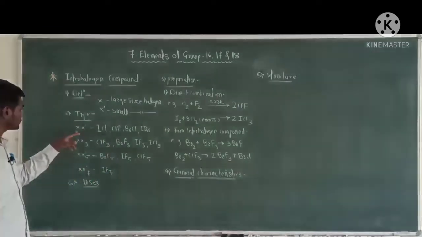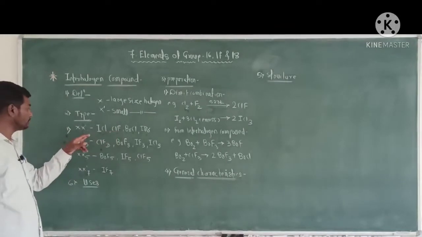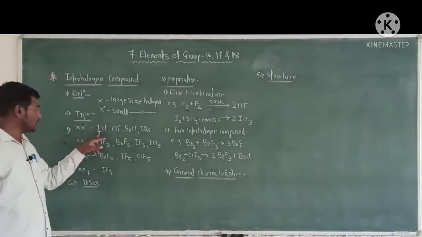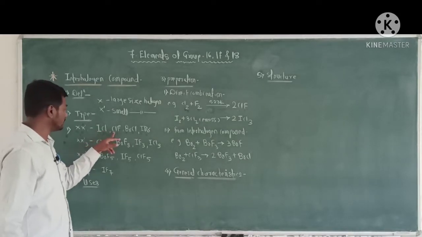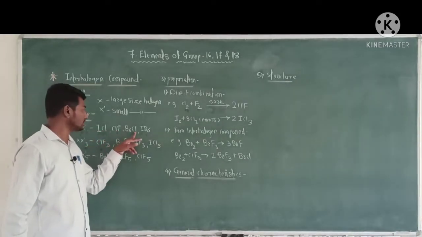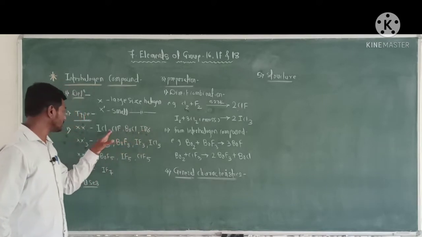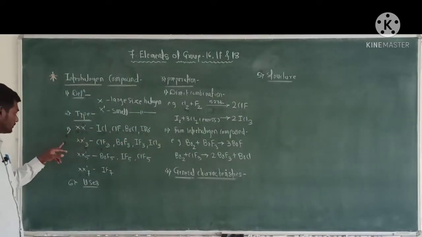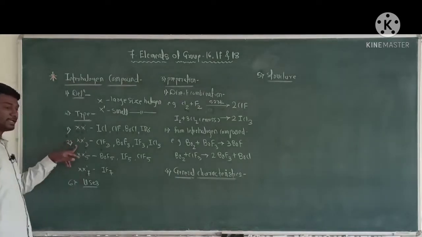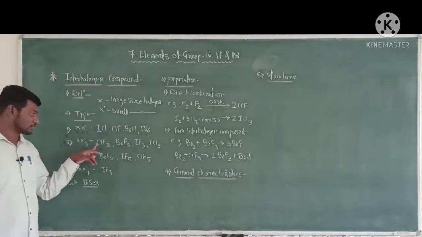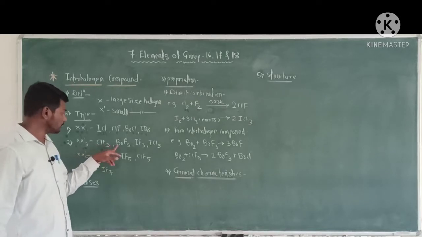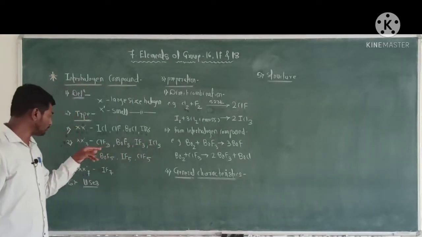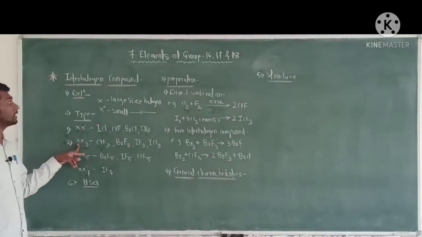First, examples of X X dash type interhalogen compounds: ICl, ClF, BrCl, IBr. Now second type, X X dash 3: ClF3, BrF3, IF3, ICl3. These are the examples of these types of interhalogen compounds.